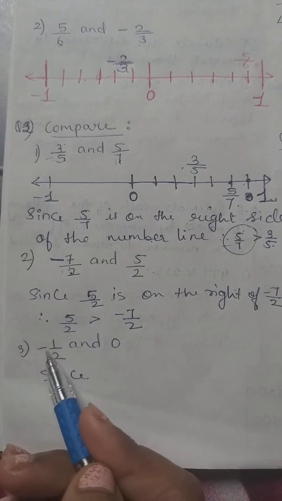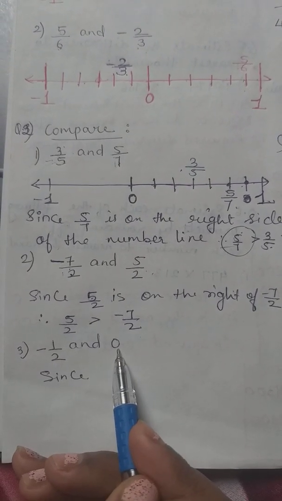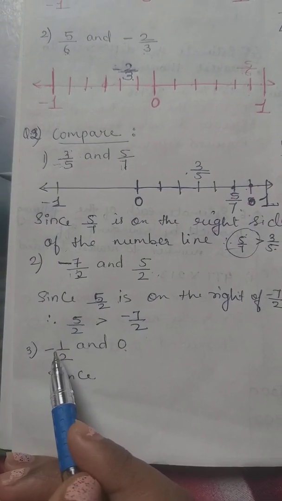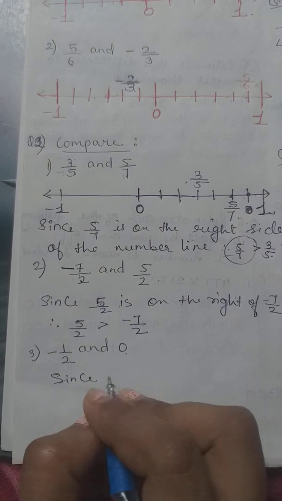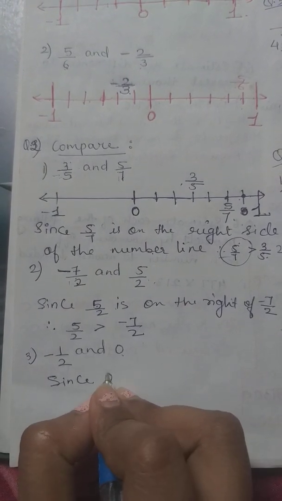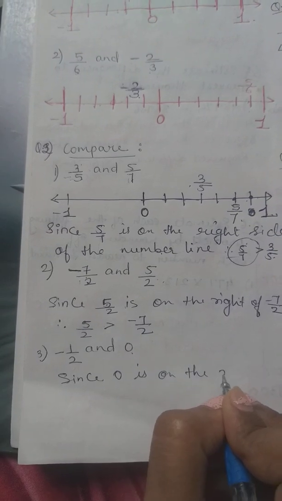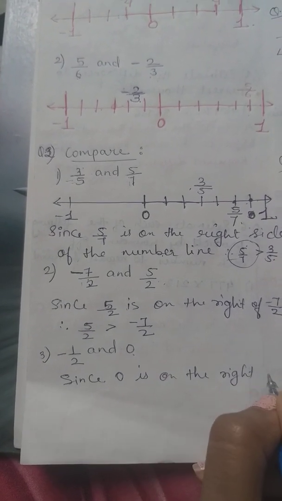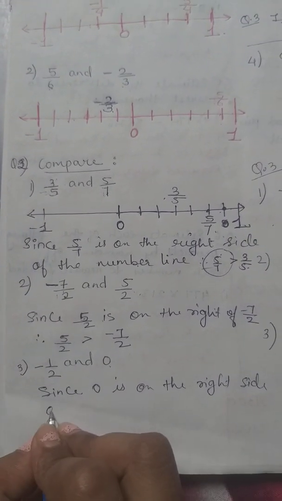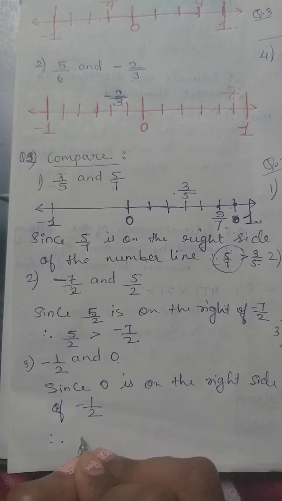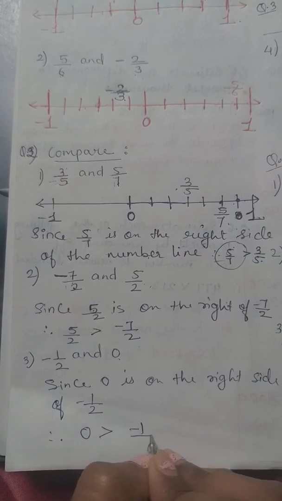Now the next pair, minus 1 by 2 and 0. 0 is always greater than any negative number. Here, since 0 is on the right side of minus 1 by 2, therefore 0 is greater than minus 1 by 2. Hope you are clear with it.